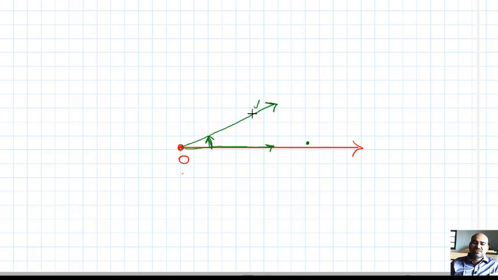For example, this is P, and say this is A. OA I can treat as the initial ray, and OP I can treat as the terminal ray. So I can rotate OP. I rotated it in the anti-clockwise direction. The arrow shows that the rotation is in the anti-clockwise direction.